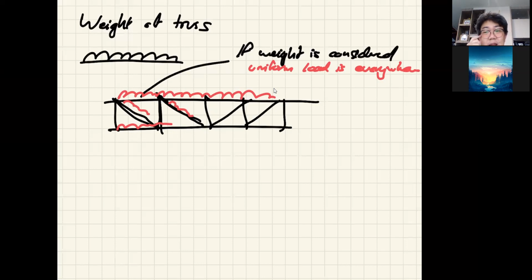But are we living in space? The truss has no weight? No, right? We live on Earth where we have gravity. So the weight is always there, but we choose to neglect it because it doesn't affect our design that much. So you see, that is why we are engineers. We approximate everything to the degree that is acceptable.